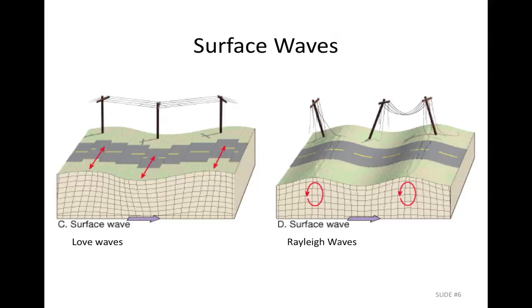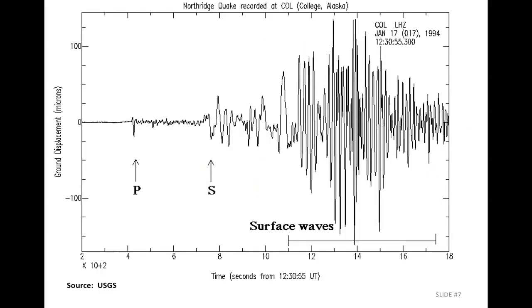And let's go ahead and take a look at a seismograph now from the USGS. I think I showed you this in the Earth's Interior lecture as well. This was the Northridge quake that happened on January 17th, '94. And the seismograph was in College, Alaska. Obviously the ground displacement is in microns, because you're not going to feel shaking in Alaska from the Northridge quake. That's just too far away. But just because you don't feel the shaking doesn't mean that shaking isn't present. And so here is your measurement for that.